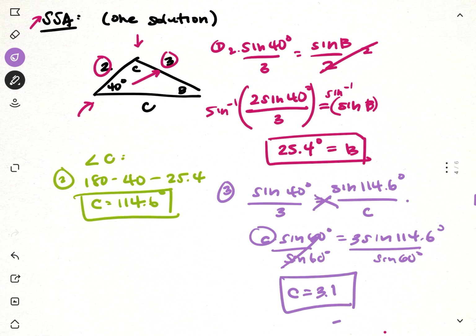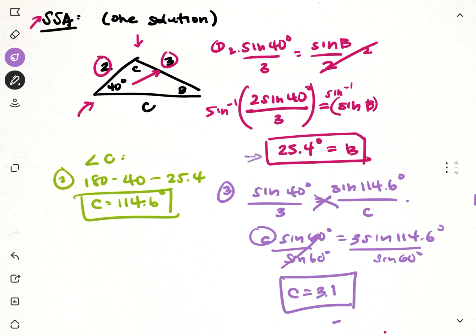Okay, makes sense. C is the biggest angle, so the side C should probably be the longest. Well, it should be the longest side. And then 2 is across the smallest angle. 3 is across the medium angle, which is 40. So it all looks pretty good.